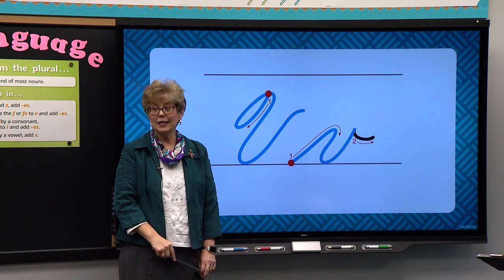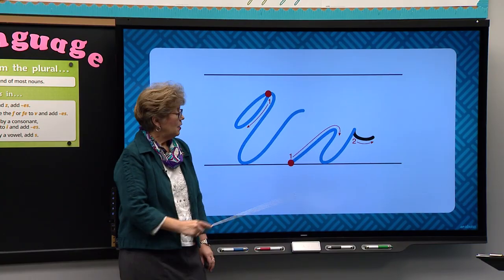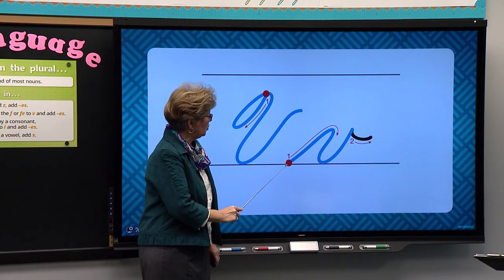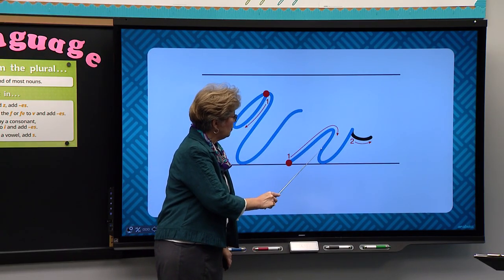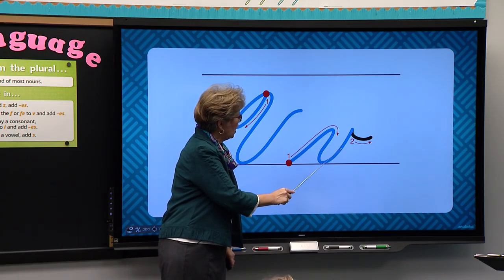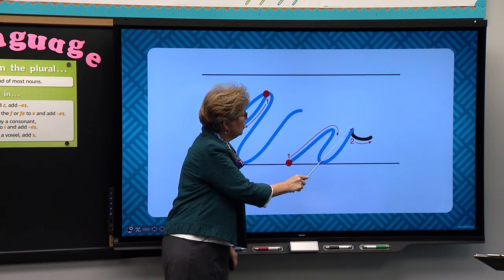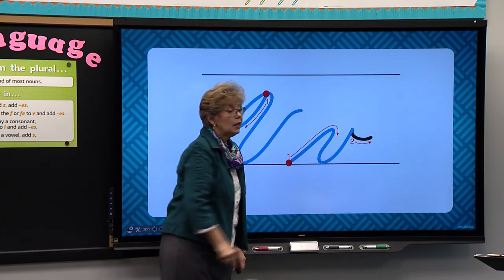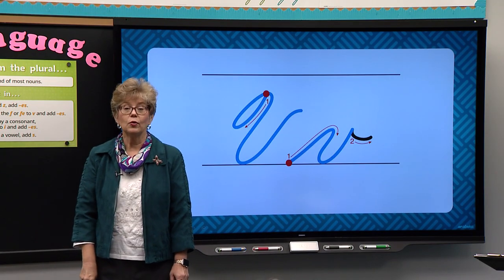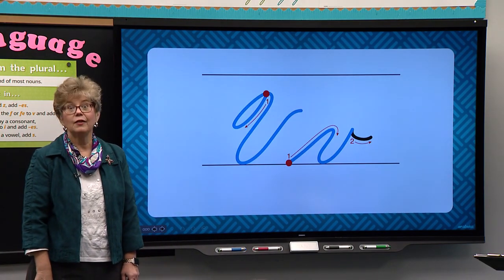Lowercase letter v is an interesting letter. This one is a bit like a roller coaster. You start at the baseline, you go up, it's like you're curving around, coming back down, then you're going back up, and right here is the most important part of this letter. It's this connecting stroke. If you forget the connecting stroke, it will not look like a v.